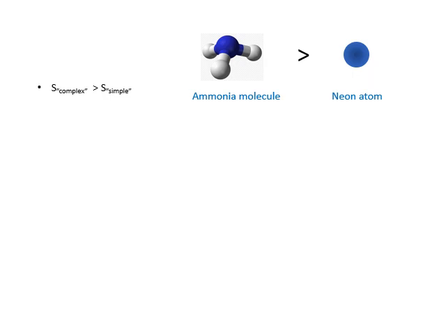For samples at the same temperature and in the same physical state, more complex molecules will have more entropy than simple atoms or molecules. For example, a 1 mole sample of ammonia gas will have more entropy than a 1 mole sample of neon gas at the same temperature. You can think of this as being because the atoms in the ammonia molecule can vibrate with respect to one another, and the molecule can rotate, all of which gives it more microstates.